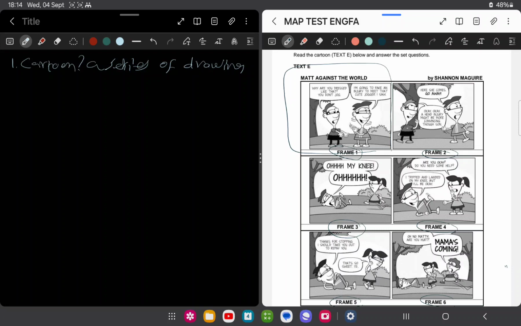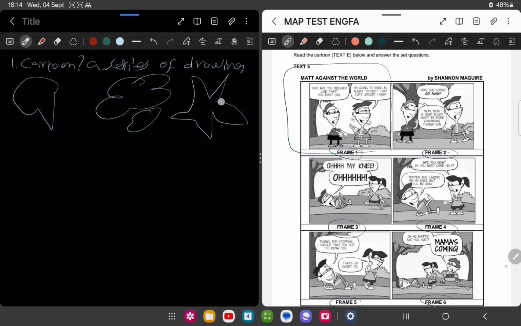Cartoons normally use bubbles, of which there are 3 types. The first one is the speech bubble. It's like this. This is a speech bubble. Then we have a thought bubble and a shout bubble. Speech, thought, and shout.